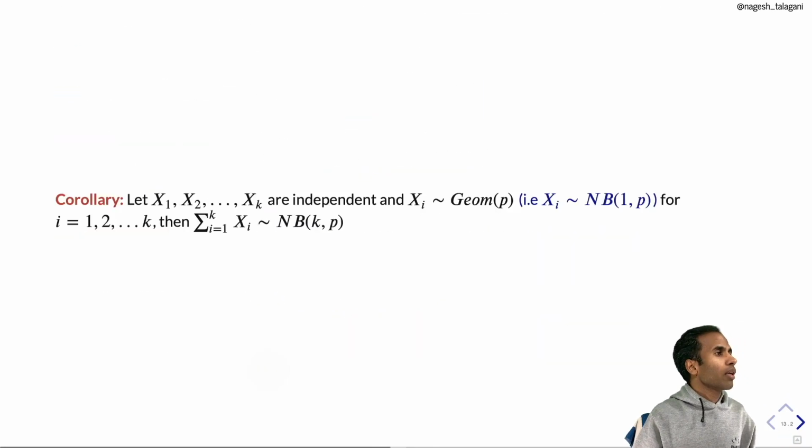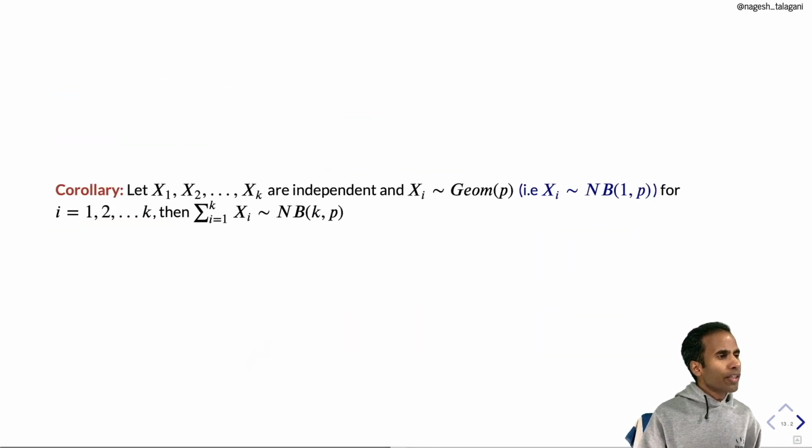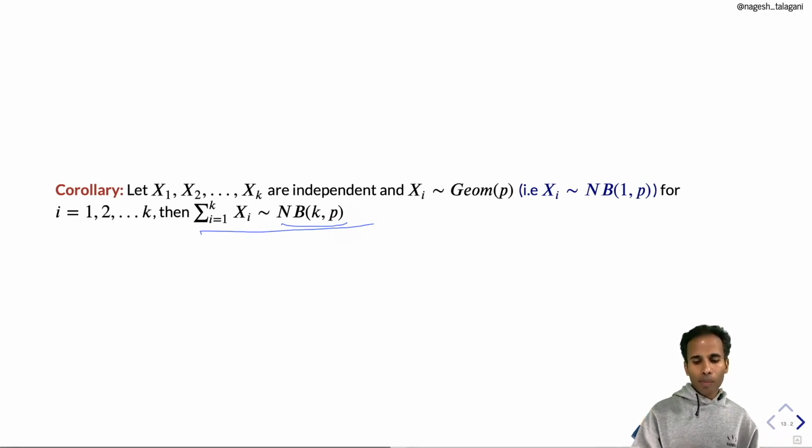Next, corollary. Let X1, X2, so on Xk be independent and Xi follows geometric distribution with the parameter p for i equal to 1 to k. Then summation Xi from i equal to 1 to k follows negative binomial distribution with the parameters k comma p. This directly follows from the above theorem, because we know that the geometric distribution is a special case of negative binomial distribution. Here each Xi can be seen as a negative binomial random variable with the parameters 1 comma p.